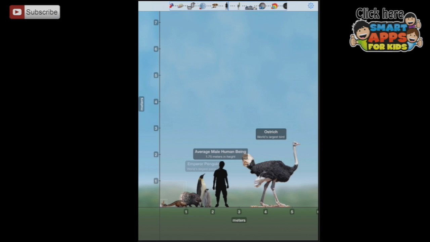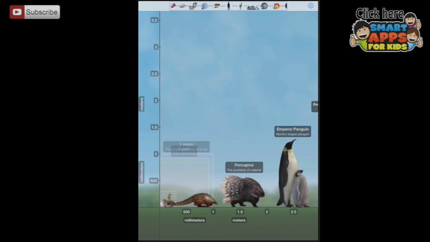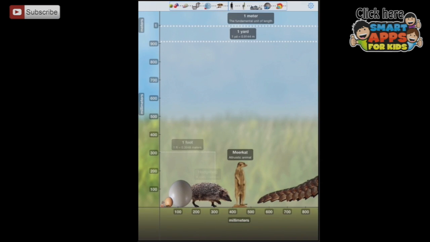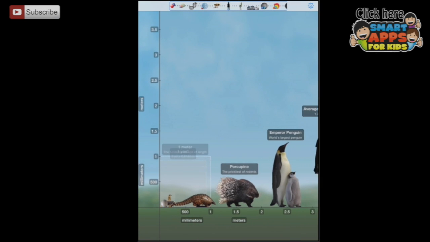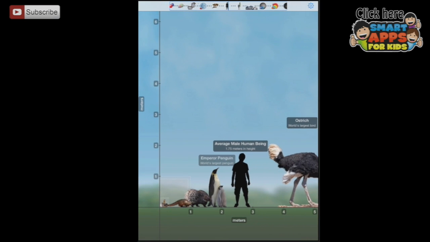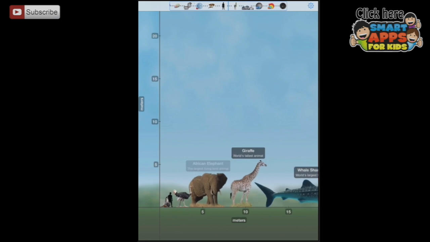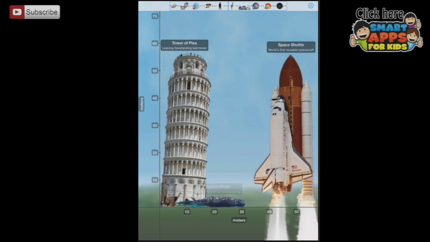It looks pretty simple down here, and you actually discover things by exploring. So I'm going to just pull to the left. And as I go to the left, I'm going to smaller creatures. So where shall we start? Now I'm going to the right. And here we are with the average male human being in the middle. We're getting to the big birds. And here we go. Look where we're going now.